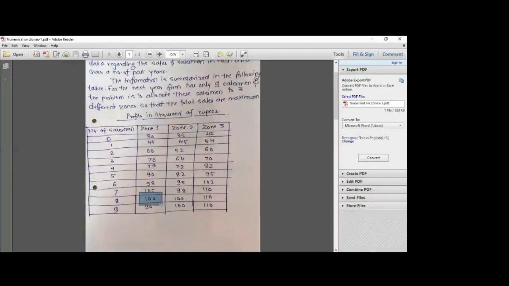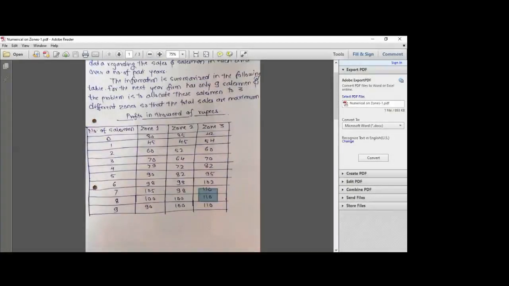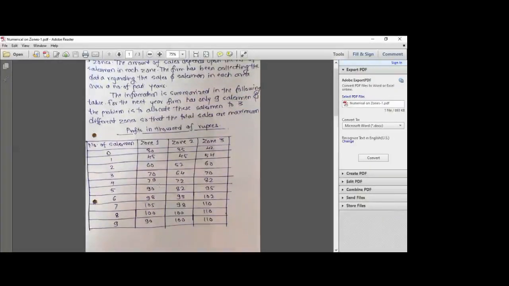particularly the profit was 100,000, but if 9 salesmen are allocated, the profit reduced, right? It is 90,000. There can be different reasons. For some of the cases you can see, for zone 3, for 7 salesmen allocated, the profit is 110. For 8 salesmen also the profit is 110. For 9 salesmen also the profit is 110. So such things may happen. This is the data that they have collected from a number of previous years, and they have prepared this.